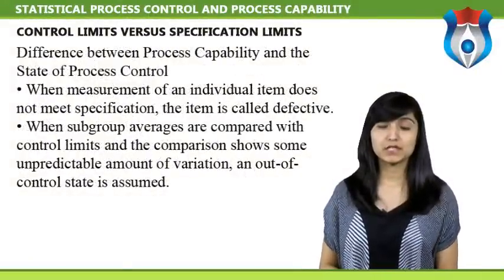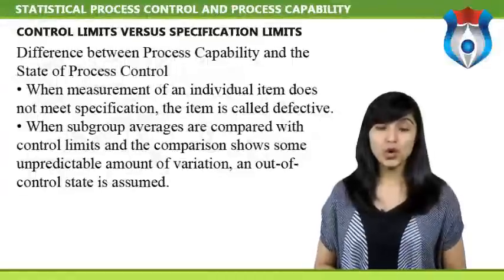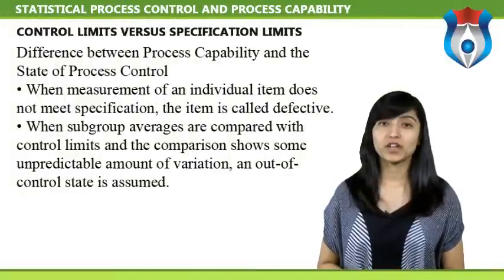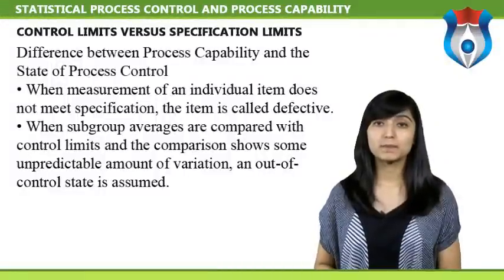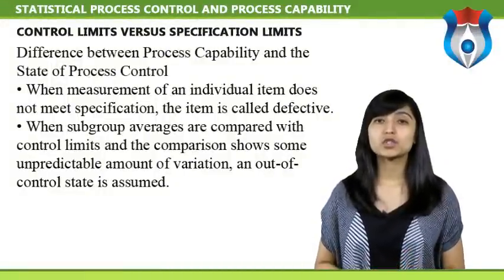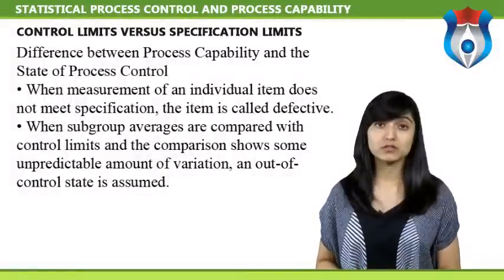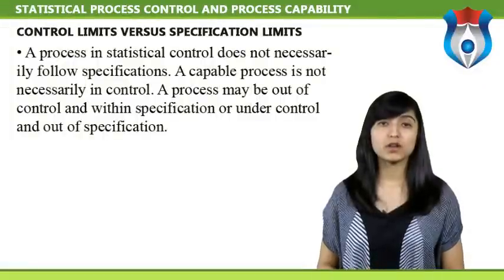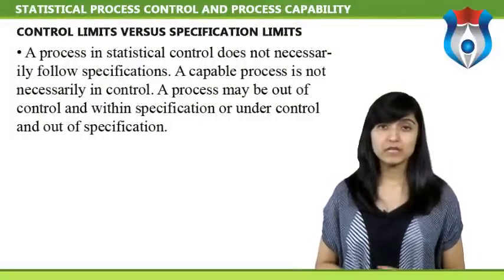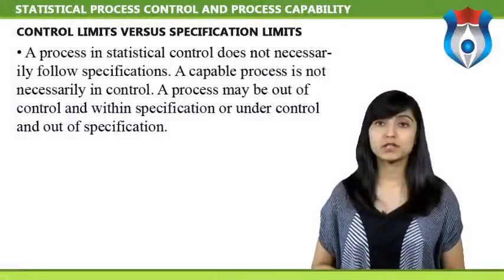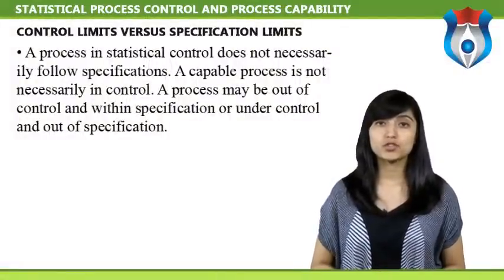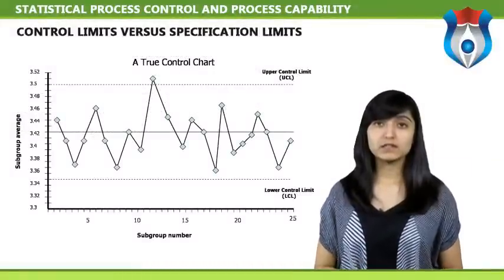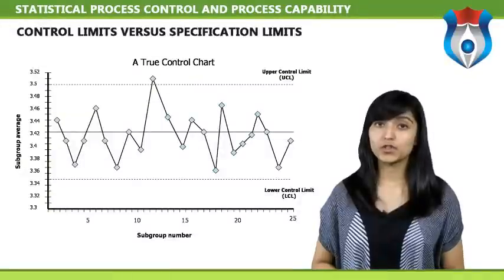Difference between process capability and the state of process control. When measurement of an individual item does not meet specification, the item is called defective. When subgroup averages are compared with control limits and the comparison shows some unpredictable amount of variation, an out-of-control state is assumed. A process in statistical control does not necessarily follow specifications. A capable process is not necessarily in control. A process may be out of control and within specification, or under control and out of specification. This is a crucial distinction that is frequently confused.